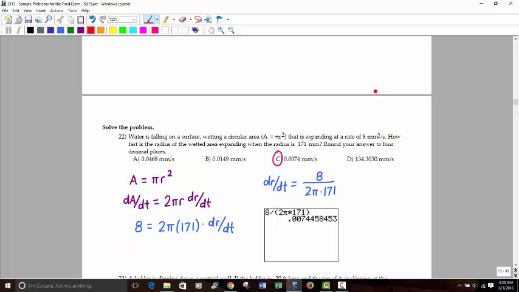Okay, so we put 8 in for dA dt, that's our rate of change of area. 2 pi, then 171 is our radius value. And then dr dt is what we're solving for. So it ends up being 8 divided by all that mass right there. Now notice how I kept that in parentheses in the calculator, very important. If you want 8 divided by all of that stuff, you need all that stuff to be in parentheses. And it matches letter C, 0.0075.